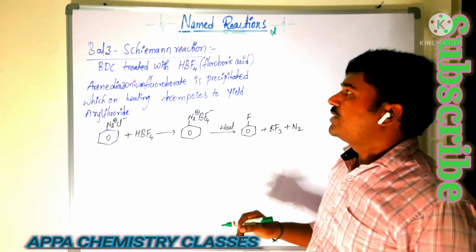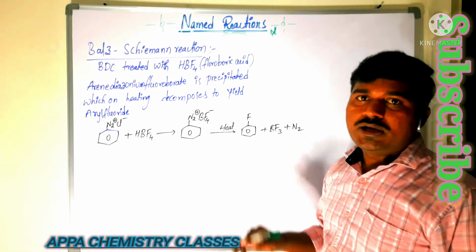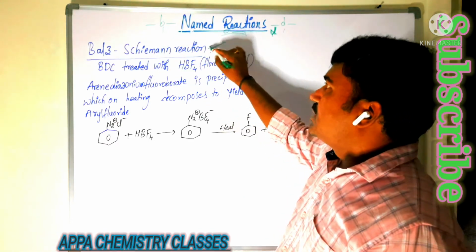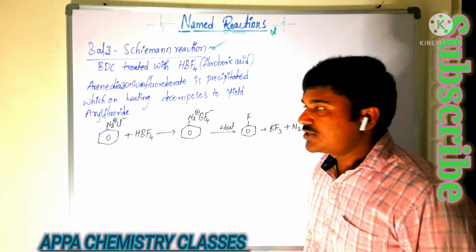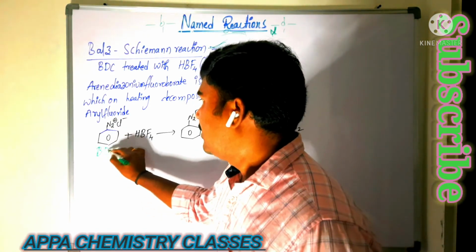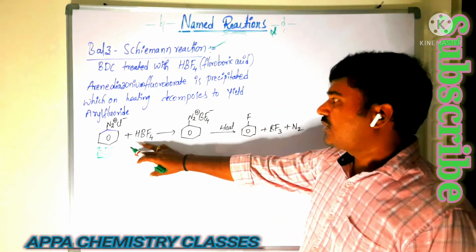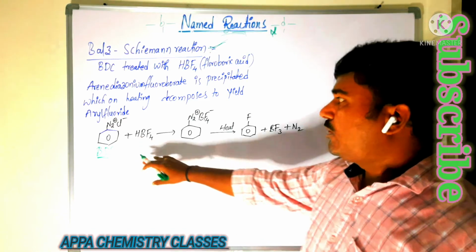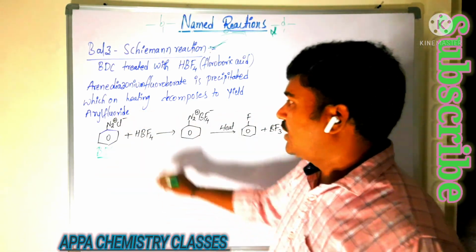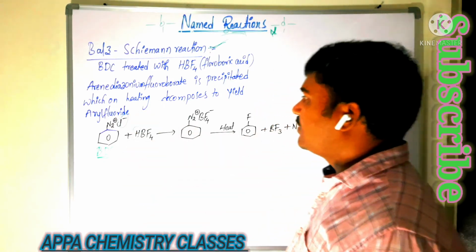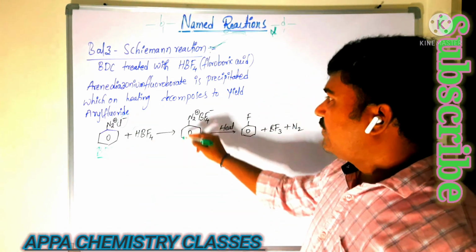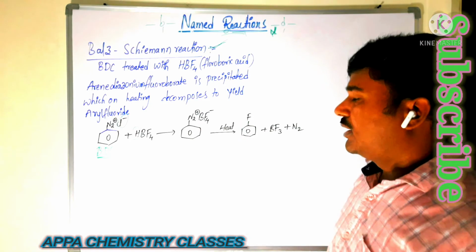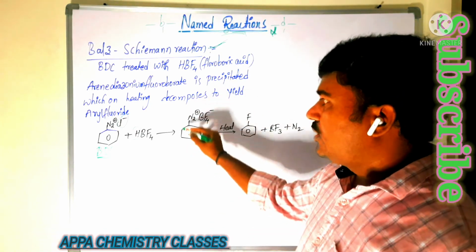One preparation of fluorobenzene from benzene diazonium chloride is the best method for the preparation of fluorobenzene, that is the Balz-Schiemann reaction. In this reaction, this is benzene diazonium chloride. When it reacts with fluoroboric acid, the Cl minus will be lost as hydrogen chloride. Then we get a precipitate, that is benzene diazonium fluoroborate.